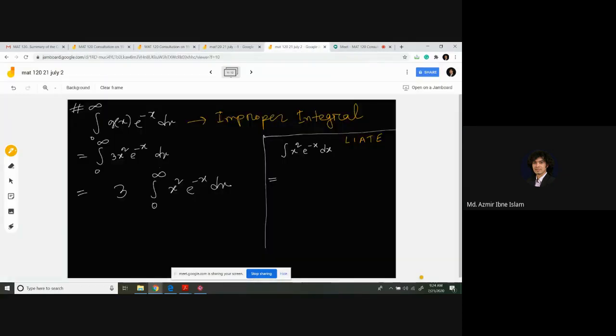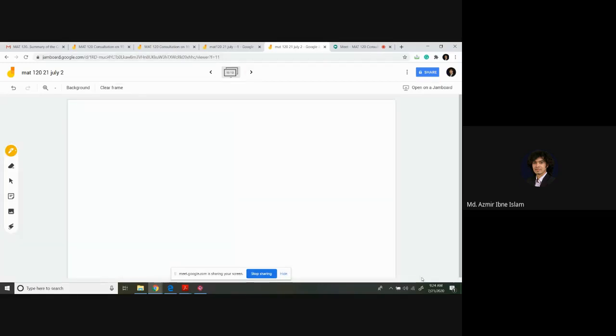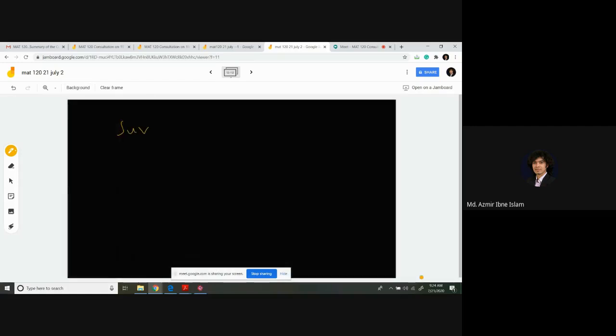So here you will understand, we have the combination of x squared, that is an algebraic term or polynomial function, right? And e to the power negative x is an exponential function. So which term should be considered as U? Definitely this x squared. Now we can apply a technique, that you know, integration of uv dx is equal to u integration of v dx, negative that one.